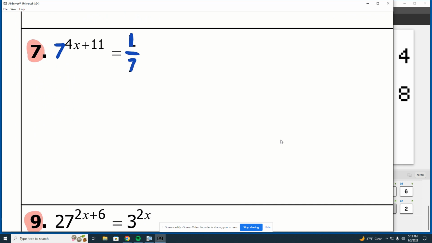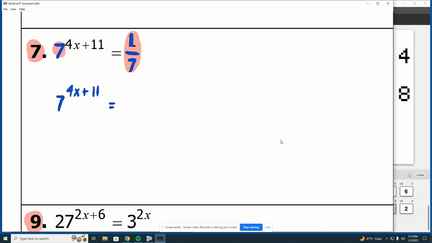Can anybody think of how maybe I could rewrite this 1 over 7 to make it have a base of 7? It is something we've talked about. What pushed that 7 to the denominator? What would we be able to do that would allow us to move that 7 to the denominator? Well, hopefully you remember the idea of negative exponents. Negative exponents allow a number to move from the numerator to the denominator. Remember, we change its position, and that changes that exponent to be positive.